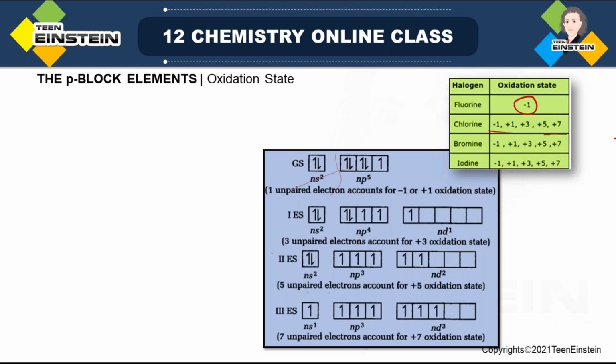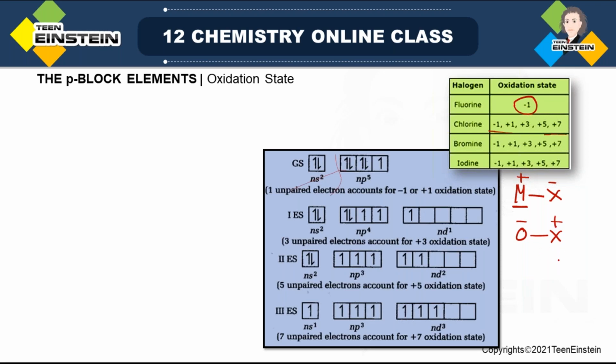Negative oxidation state, we can see only when it is forming compound with metals, because when there is a metal halogen bond, metal is more positive, that is less electronegative, so obviously negative charge will be over halogen and positive charge will be over metal. But if it is forming compound with oxygen, now oxygen and halogen, oxygen is more electronegative than X, so now the negative charge will be over oxygen and positive charge will be over halogen.